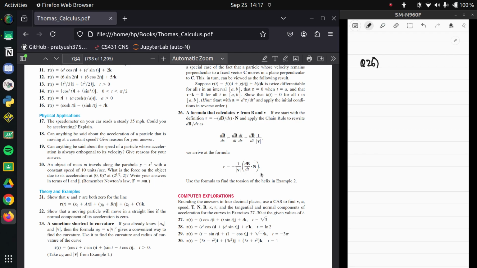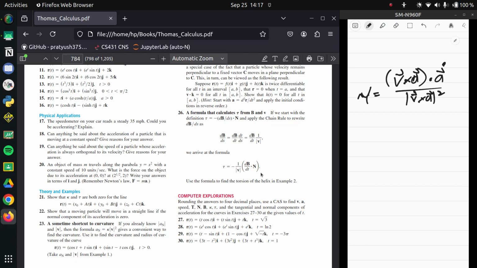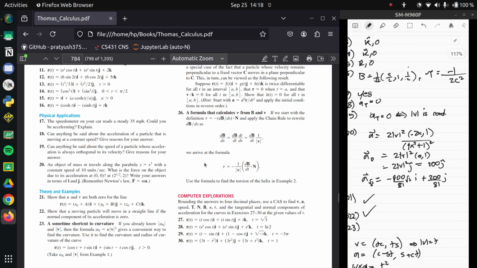To find the torsion of the helix in example 2, I won't do that because I don't want to go to example 2. And firstly, this is an inferior formula. I can just do the v cross a stuff, right? B is along v cross a, find the a dot, and be done with all of that. So the only formula that I really care about is v vector cross a vector, dotted with a dot vector, upon the magnitude of v vector cross a vector squared. That is what torsion is, right? That's the only formula I really care about.